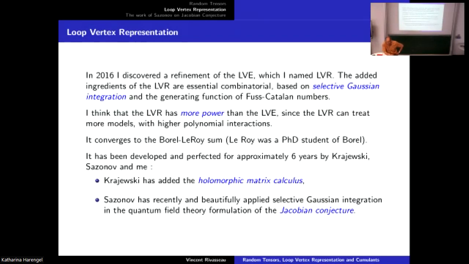It converges to the Borel-Leroy sum. Leroy was a PhD student of Borel. It has been developed and perfected for approximately 6 years by Thomas Krajewski, Vasily Sazonov, and me. Thomas has added the holomorphic matrix calculus of Cauchy, and Vasily has recently and beautifully applied selective Gaussian interaction in the quantum field theory formulation of the Jacobian conjecture.